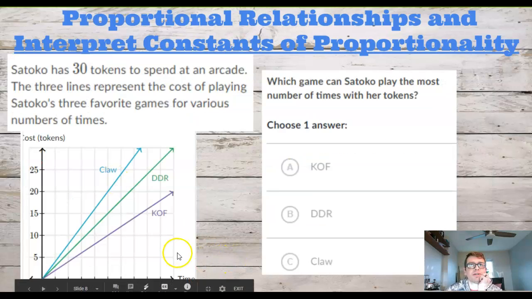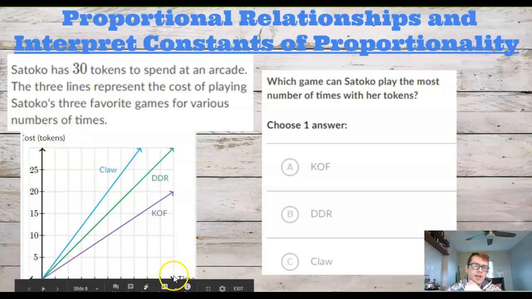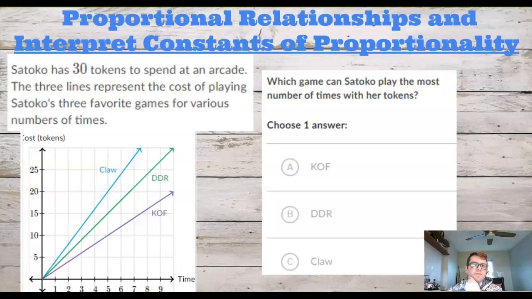So Satoko has 30 tokens to spend at an arcade. Our 3 lines represent the cost of playing her 3 favorite video games for various numbers of times. Cost in tokens is our y, and times that you play it is our x. So hop into your breakout rooms and discuss which video game can you play the most. Which game can Satoko play the most number of times with how many tokens does she have?